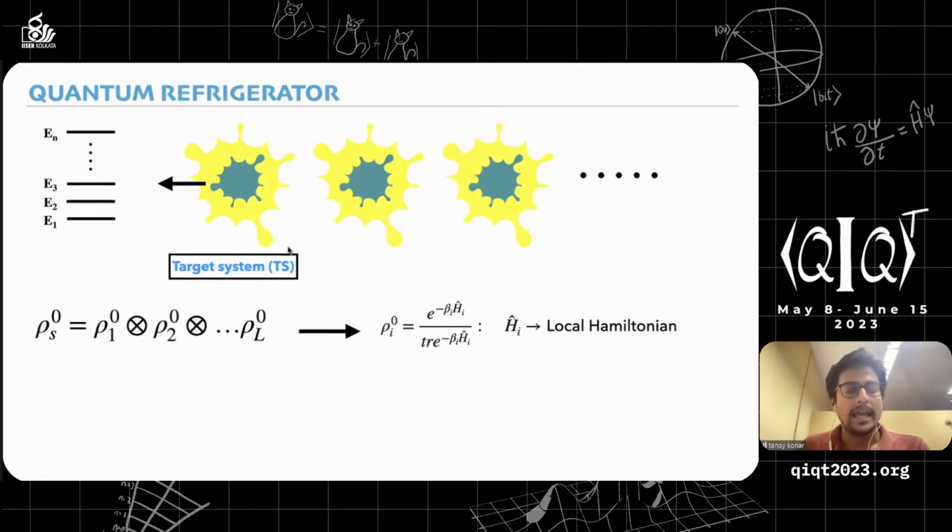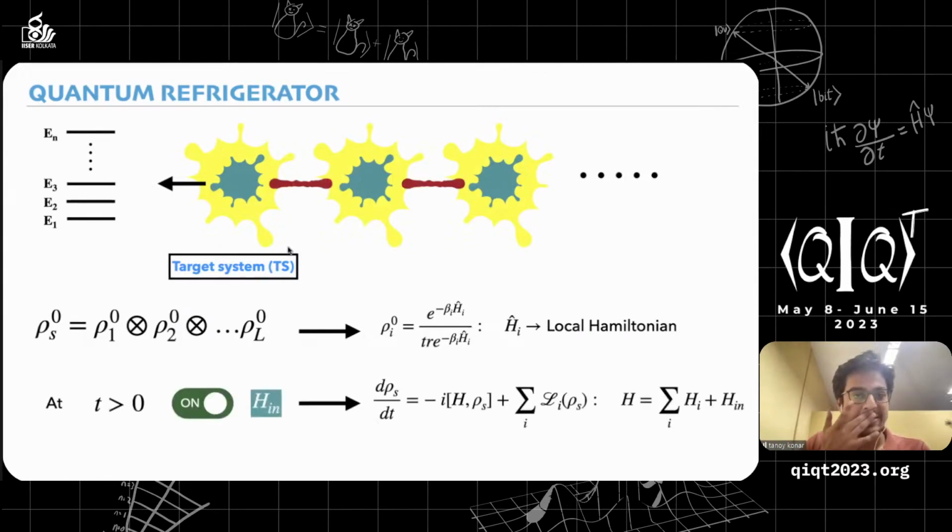Then at time greater than 0, we include an interaction between the subsystems. When this interaction is switched on, the evolution of the total system is governed by this equation, which is called the quantum master equation. And this Hamiltonian then has two parts: one is the local part and one is the interaction between these subsystems.